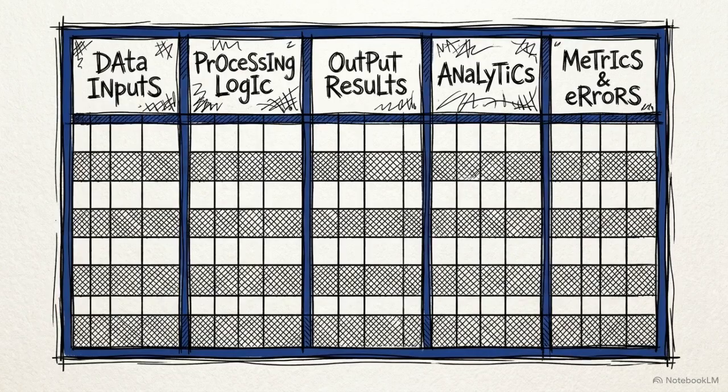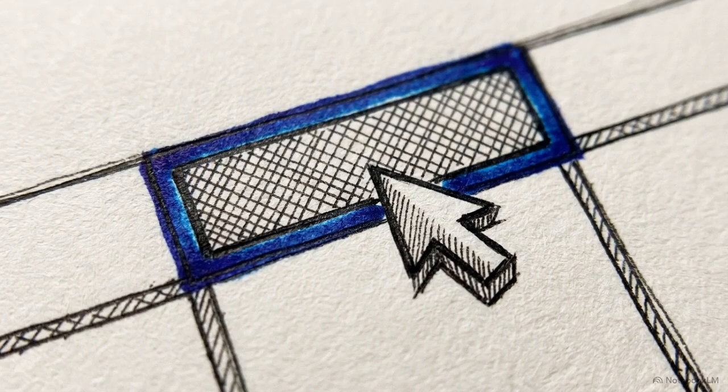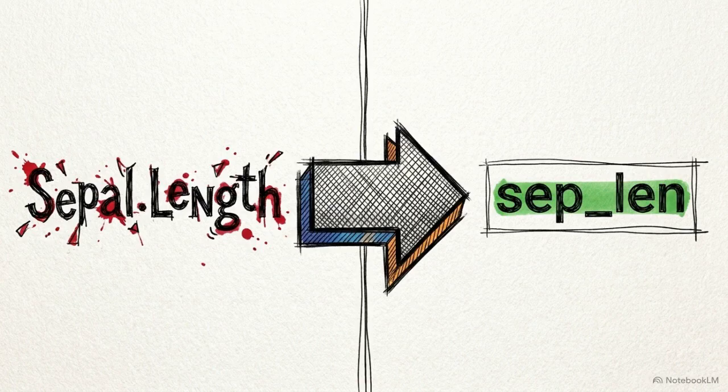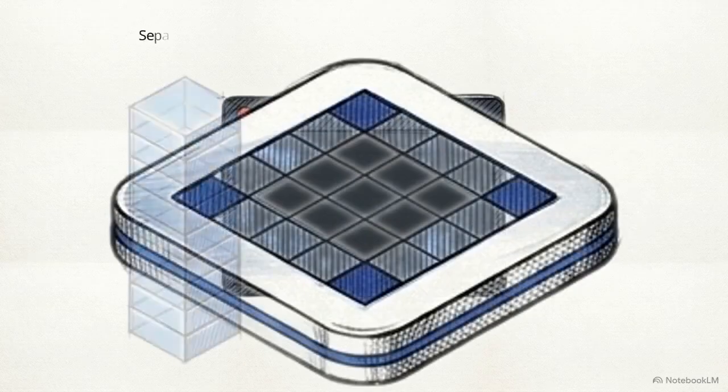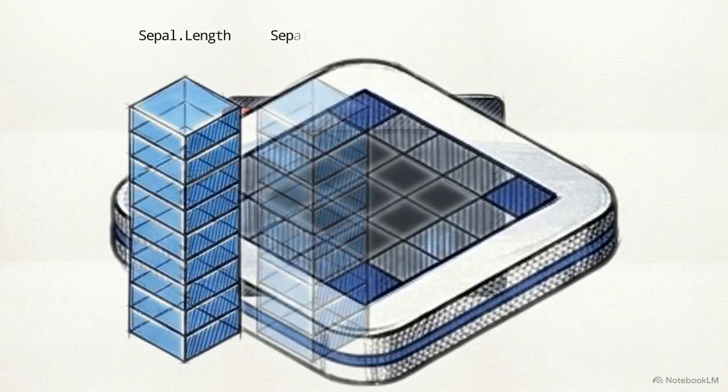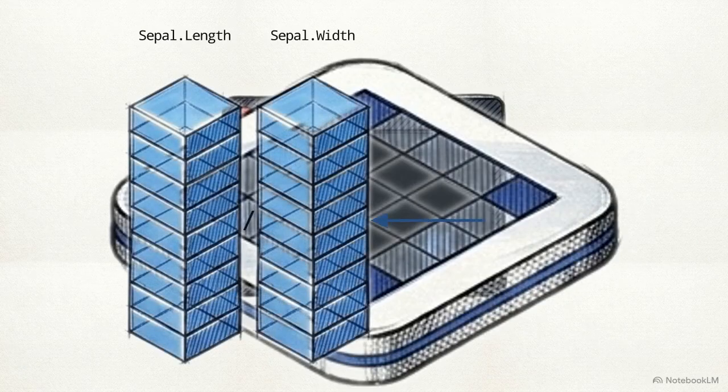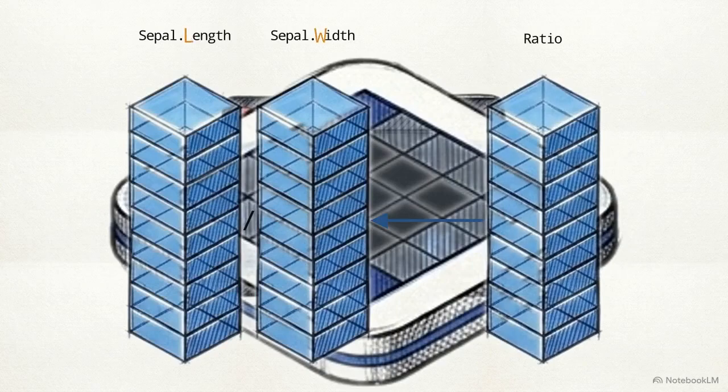Once you have isolated the right data, you often need to modify its internal structure so it is easier to read and work with. We can clean up our column titles using the rename verb. For example, changing the default label, Sepal.Length, to a more standardized format like SepLen. You can also generate entirely new data points using the mutate verb. Here, we want to find the ratio between the length and the width. Dividing sepal length by sepal width generates a brand new ratio column.